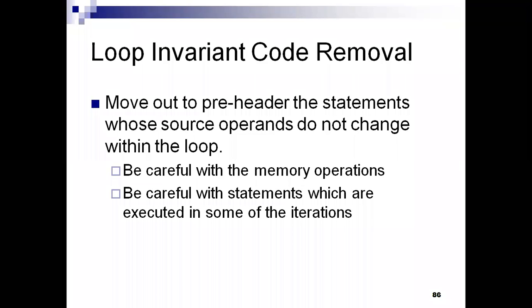And now, what is loop invariant code removal? This is one of the types of transformation in loop optimization. The name of the transformation is loop invariant code removal. Here we are moving out to the pre-header the statements whose source operands do not change within the loop. That can be called loop invariant code removal.